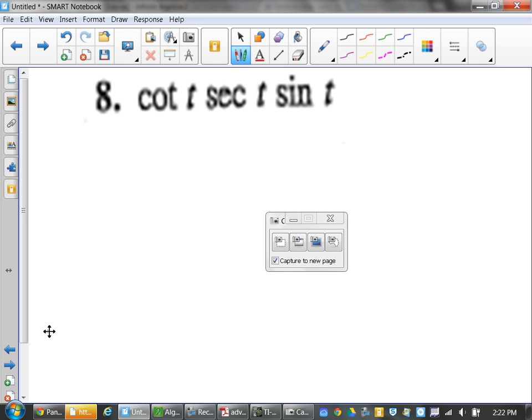So guys, in a case like this, I have cotangent, secant, sine. I would go ahead and rewrite everything that I could in terms of sines and cosines. Cotangent is what over what? Cosine over sine. Secant is what over what? 1 over cosine.